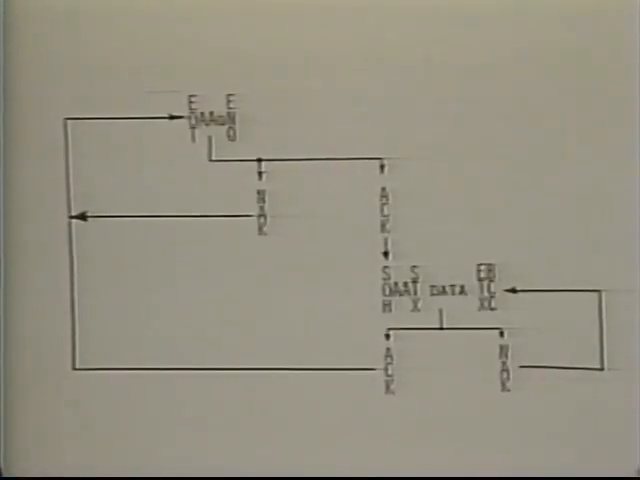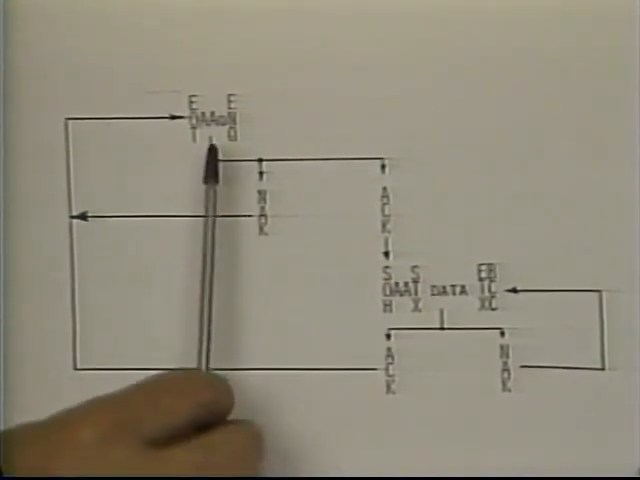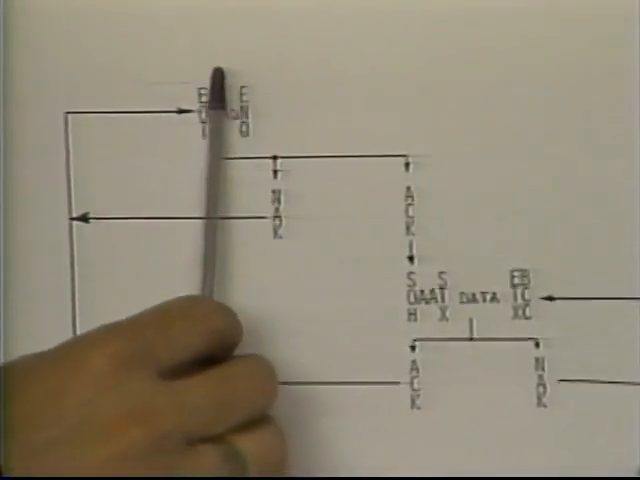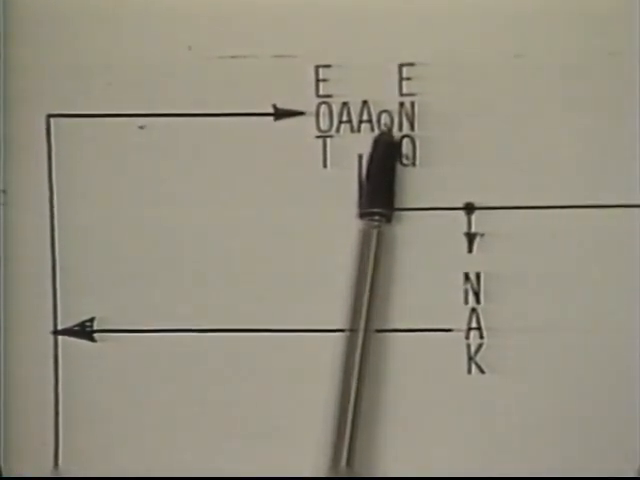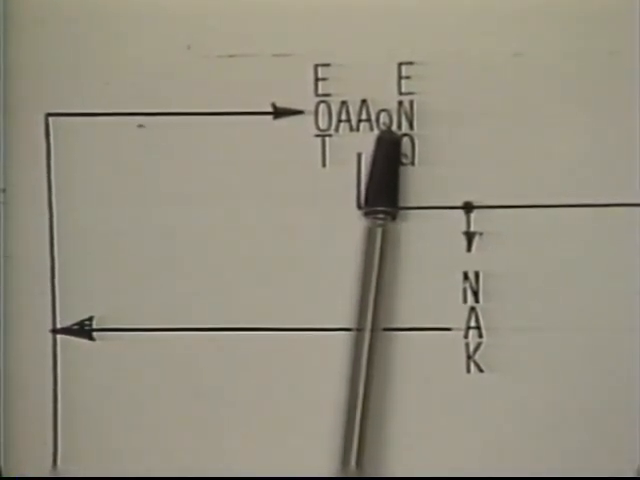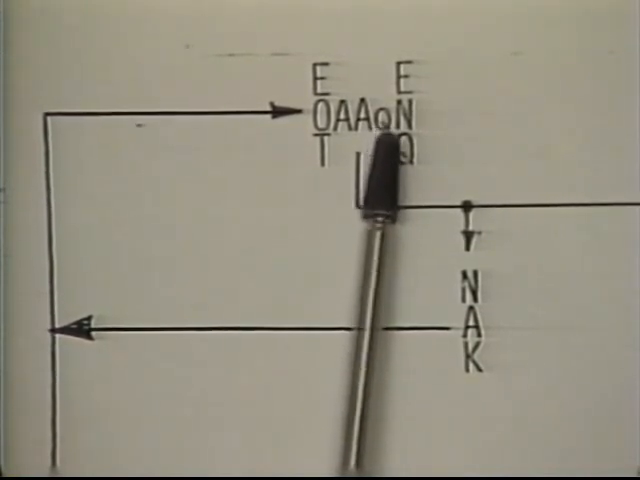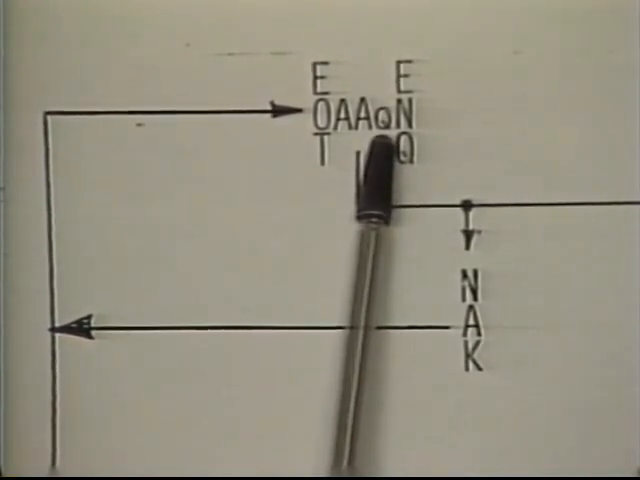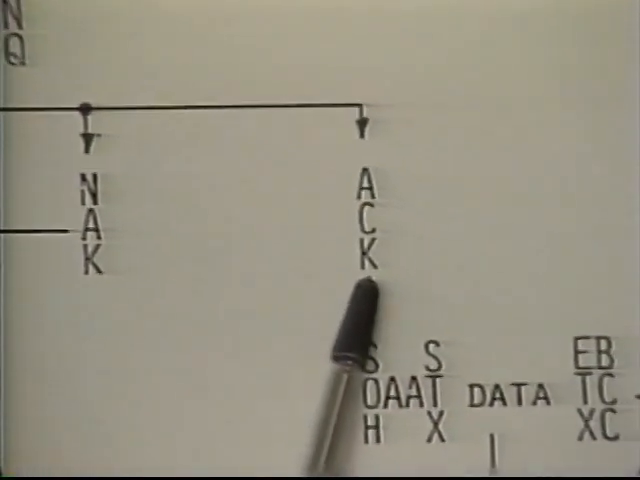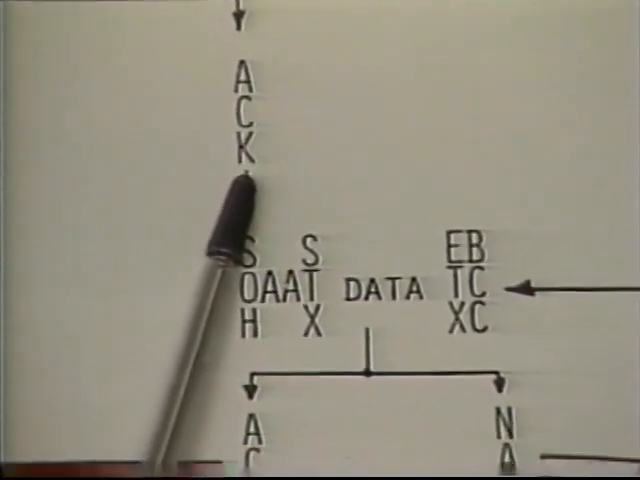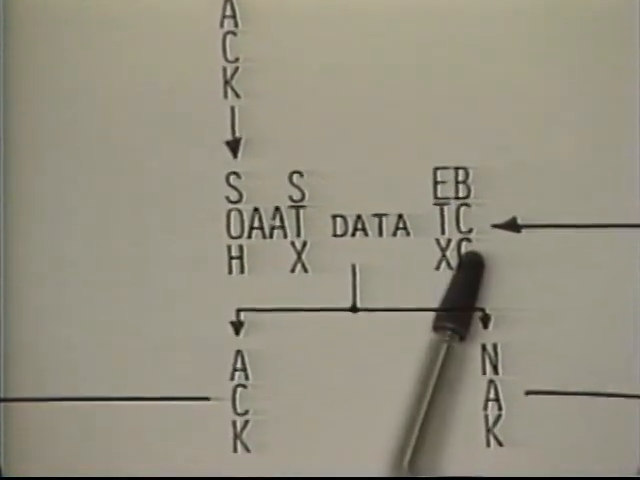In the select portion of the protocol, the computer sends out a message that's almost identical to the poll message, except it has a lowercase q replacing the lowercase p. The lowercase q says that this is a select message where the computer wants to send you data. The terminal will respond ACK or acknowledge if it's ready, and the computer will send the message down.